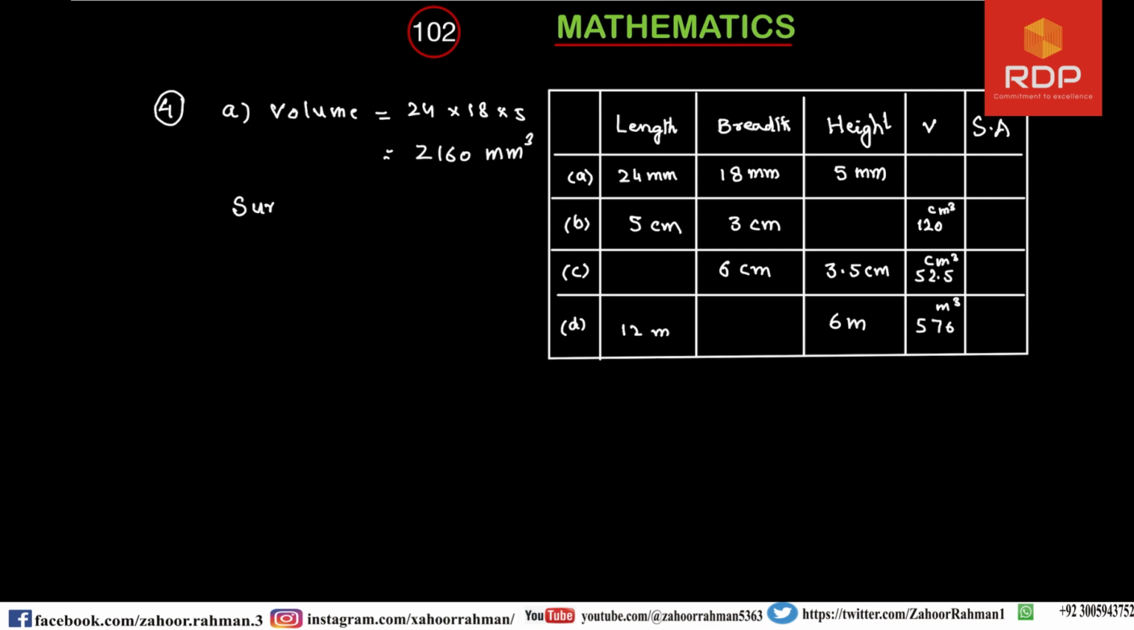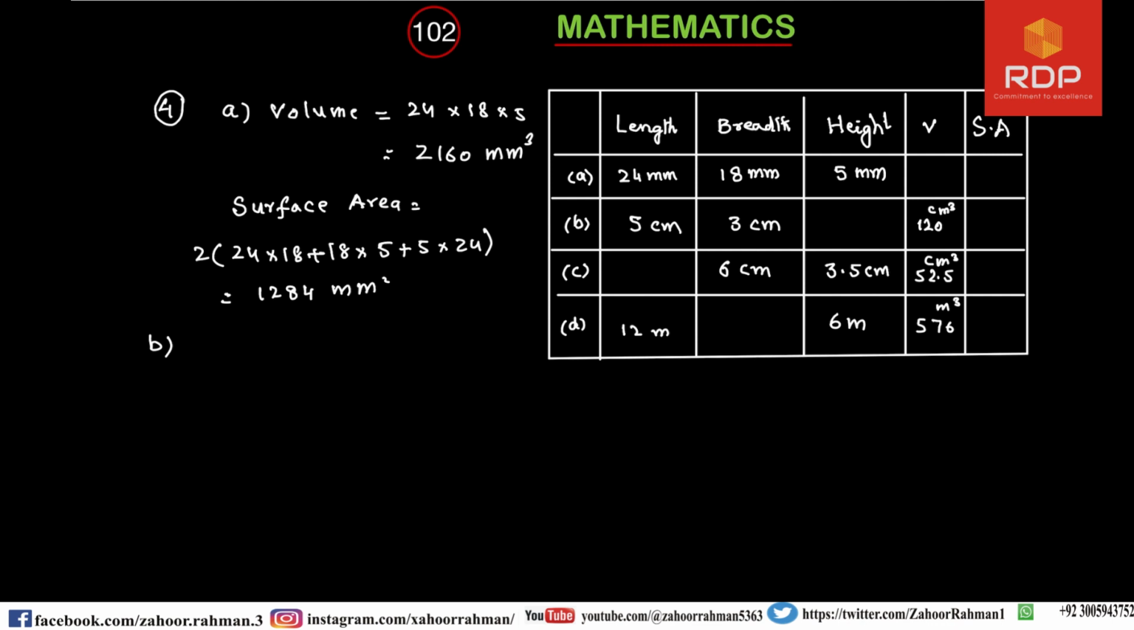The second part is the surface area. So we have to find the surface area, and that is equal to, yesterday I told you the formula, 24 multiplied by 18 plus 18 multiplied by 5 plus 5 multiplied by 24, and when we calculate it we will get 1284 millimeter square.